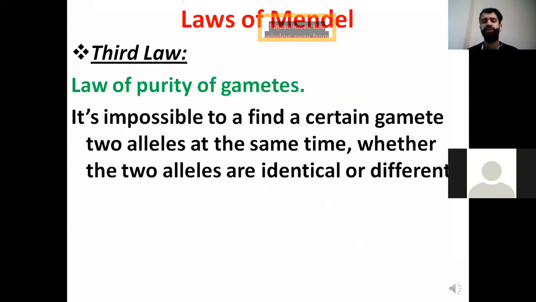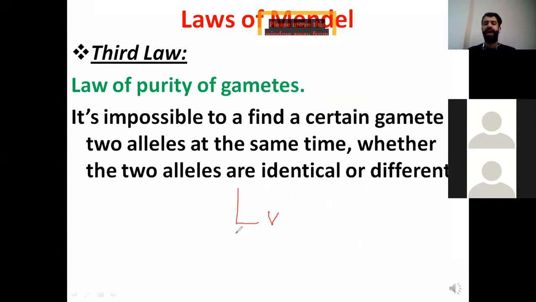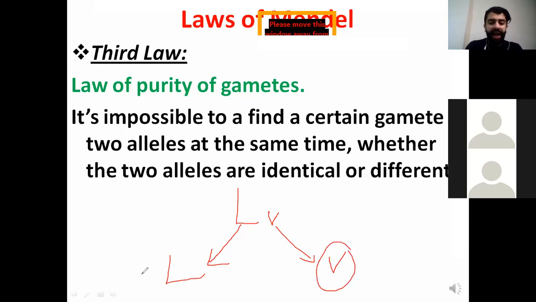Third law, law of purity of the gametes. It's impossible to find in a certain gamete two alleles at the same time, whether they are identical or not. For example, we said that we have Lv. How many different types of gametes do we have? We have two, L and v. These two different gametes each have only one allele. We don't have two alleles in a gamete. So L is a gamete and v is a gamete.